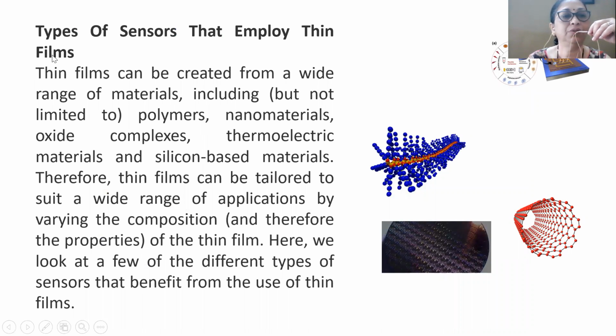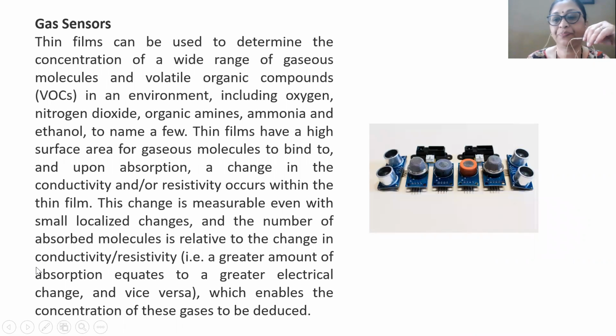The materials used to fabricate such sensors may range from polymers to oxide complexes, thermoelectric materials, and even silicon based materials. So you have to remember the materials which are used to fabricate the thin film sensor. This is important from your examination point of view. Various types of sensors are fabricated by using this thin film technology.